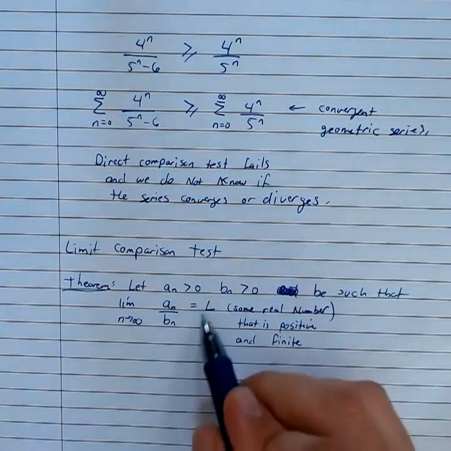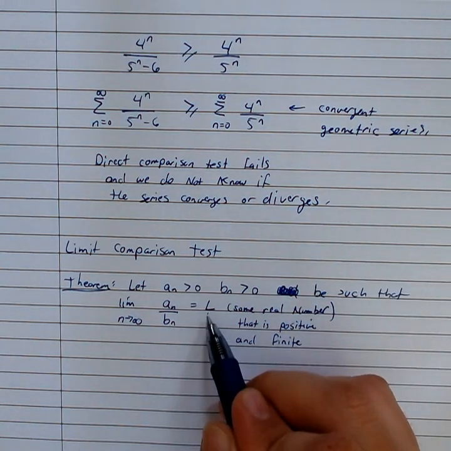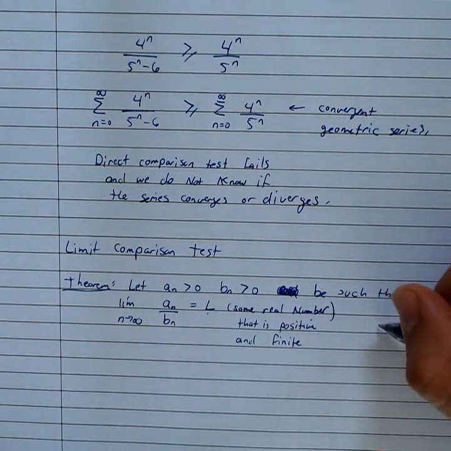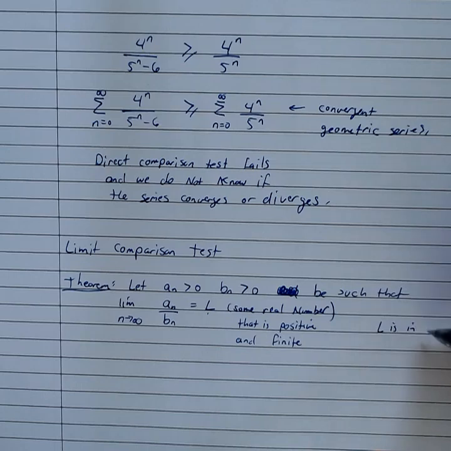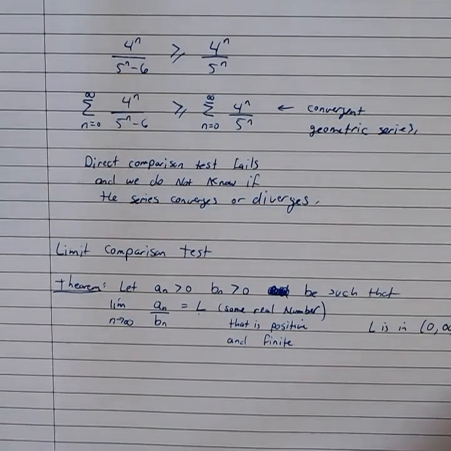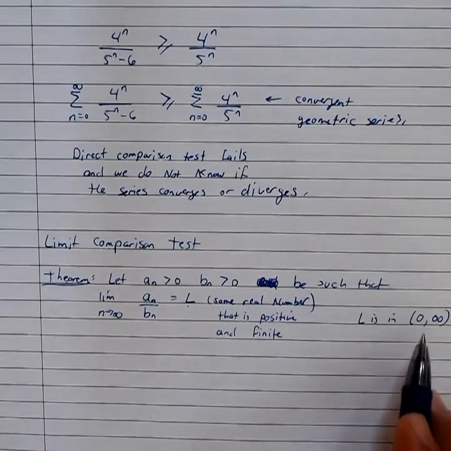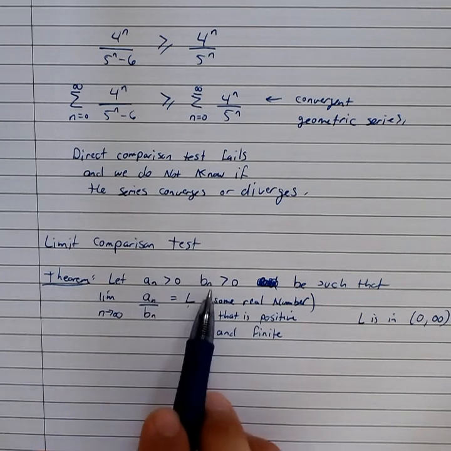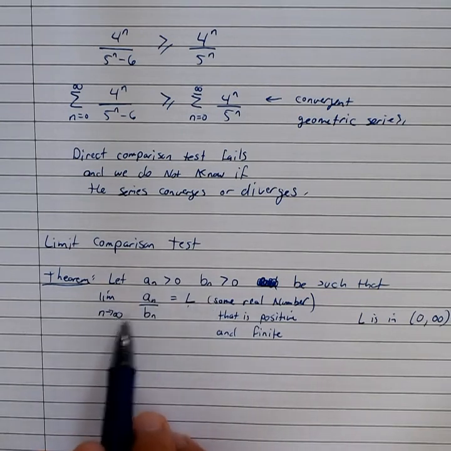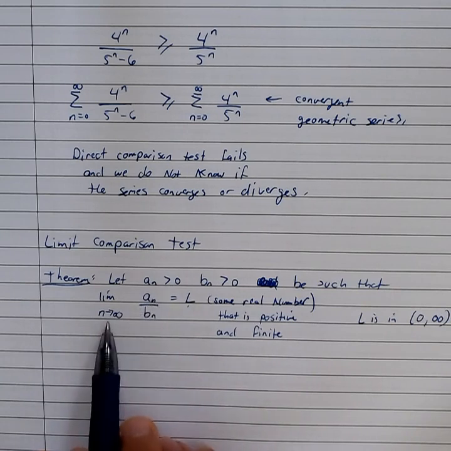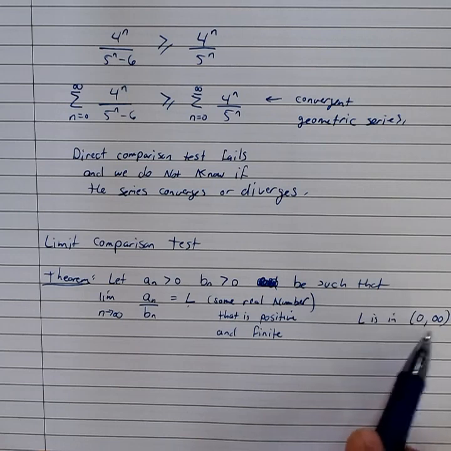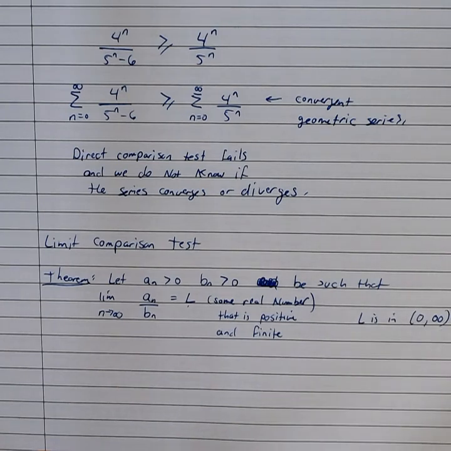Or in other words, L is not 0 and it's not infinity. It's some number between 0 and infinity. So here, let me just say L is in the interval from 0 to infinity. It's not 0, it's not infinity, it's some positive number in between there. Okay, so we have a set of terms which are positive, and you have a quotient that has a limit as n approaches infinity of L. That L is some number that is between 0 and infinity. Not 0, not infinity, but somewhere in between.